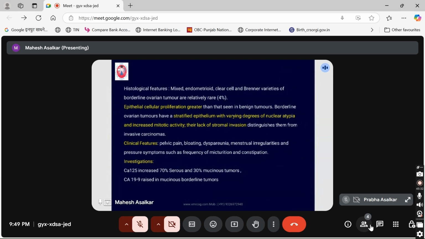Now clinical features: pelvic pain, bloating, dyspareunia, then menstrual irregularities, pressure symptoms such as frequency of micturition, constipation, etc. Investigations: CA125 will be raised in around 70% of serous and 30% of mucinous tumors, and CA199 is raised in mucinous borderline tumor. So CA199 is for mucinous borderline tumor.